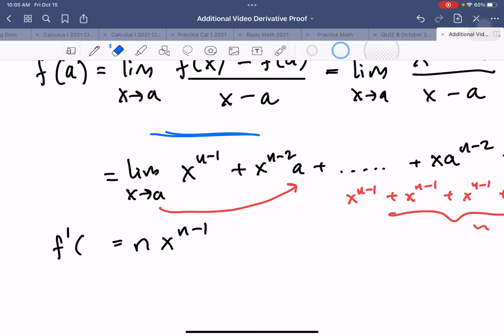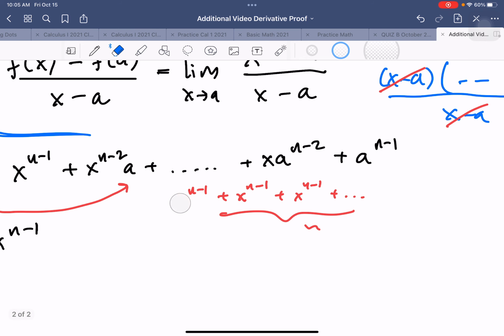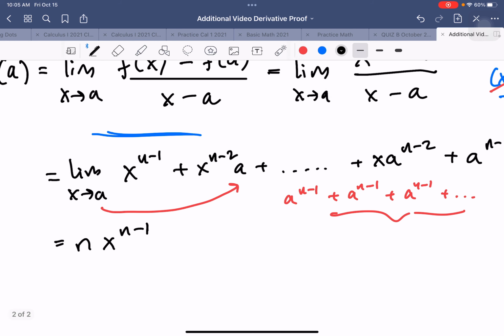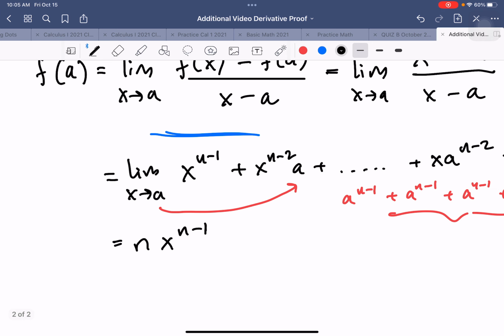Oh, sorry. I think this should be A. So it should be A, because the question is x approaching A. So this should be A. Okay. So f'(A).